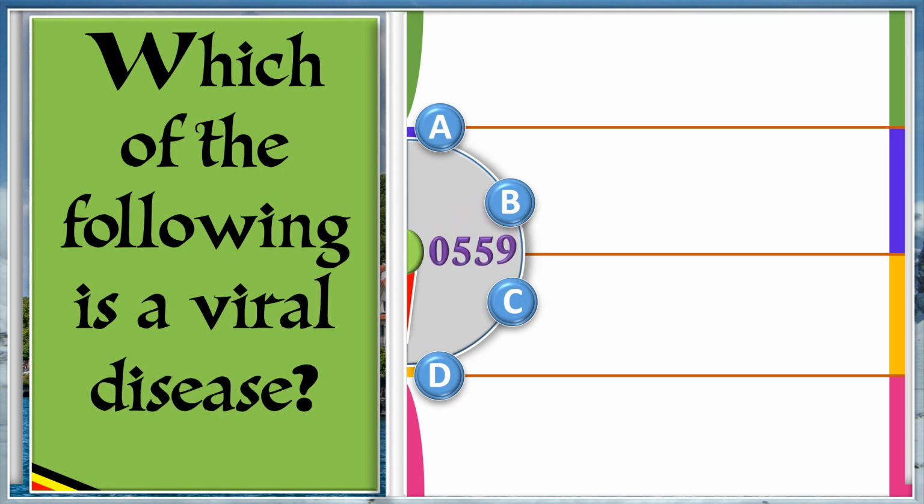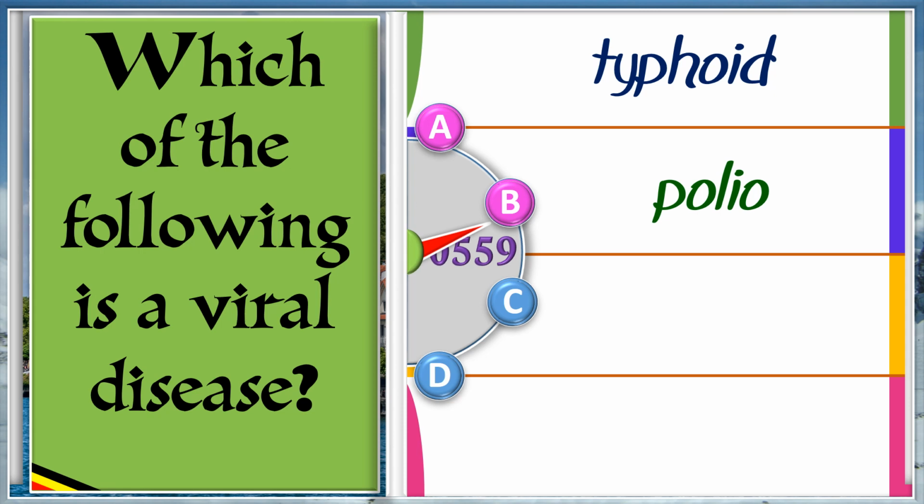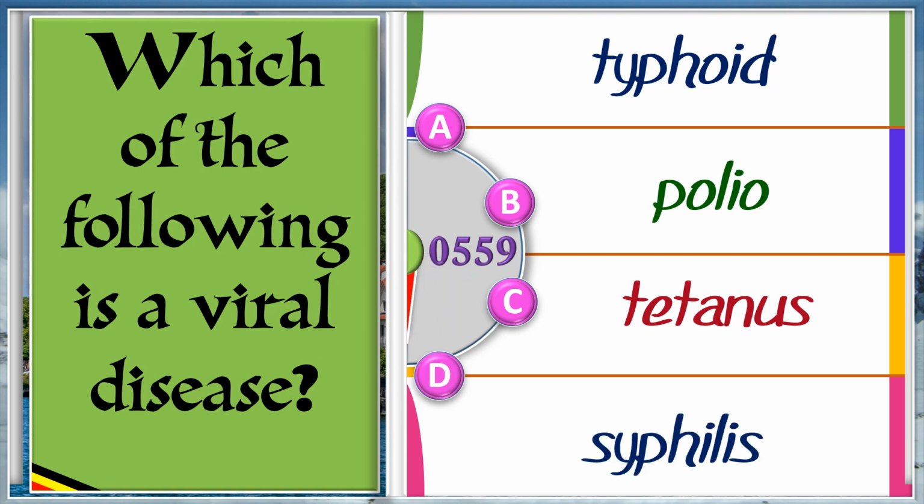Which of the following is a viral disease? A. Typhoid. B. Polio. C. Tetanus. D. Syphilis. And the answer is B. Polio.